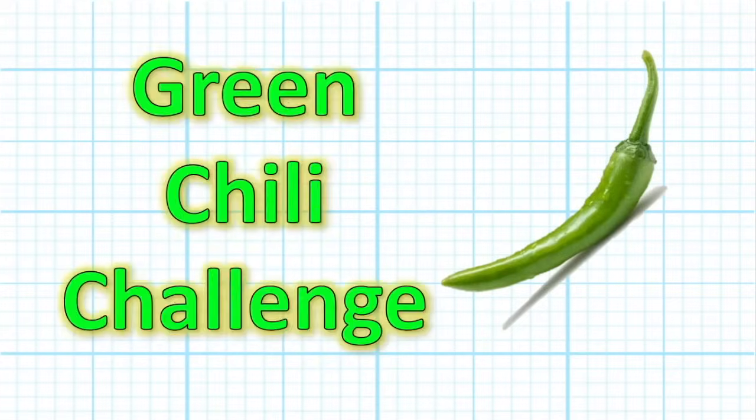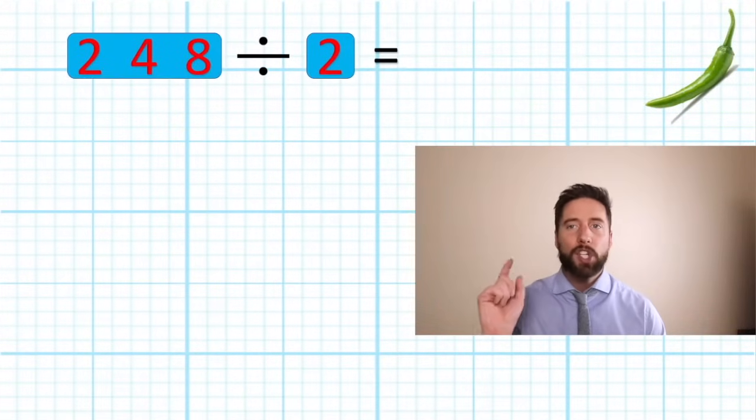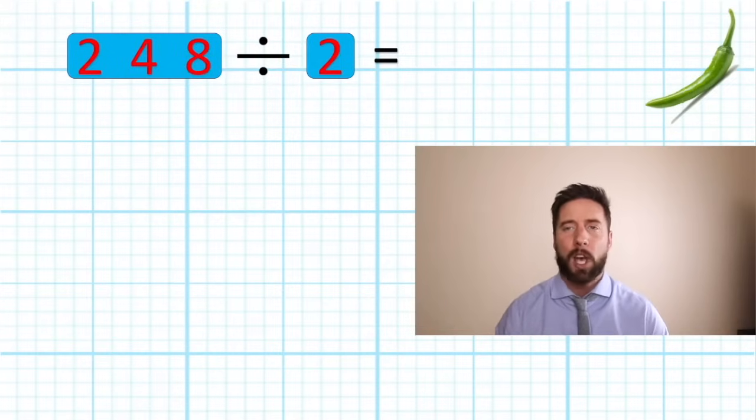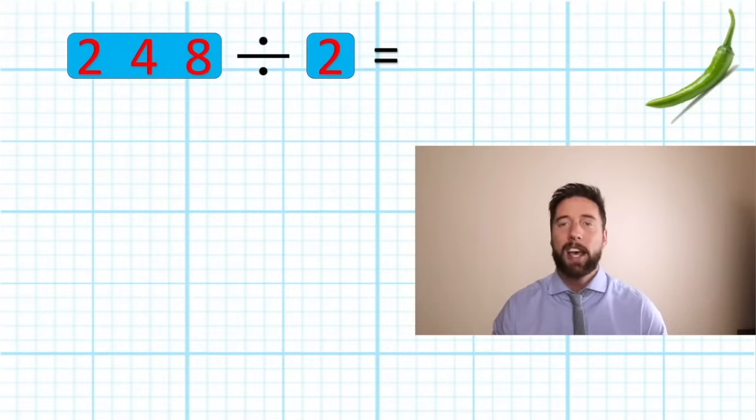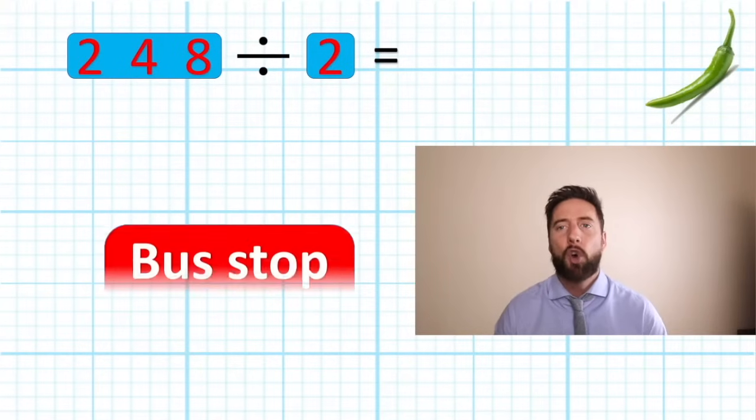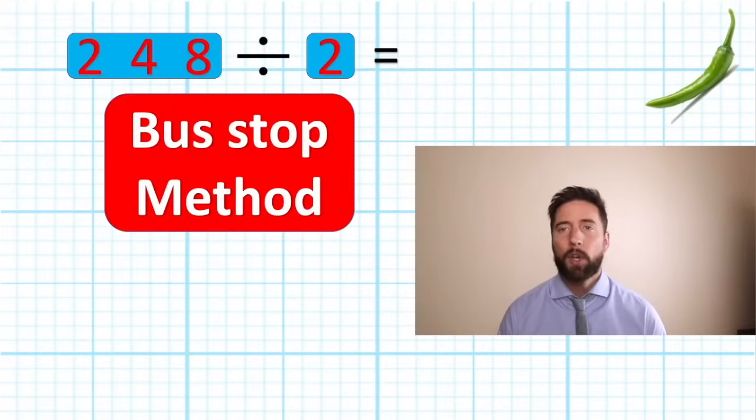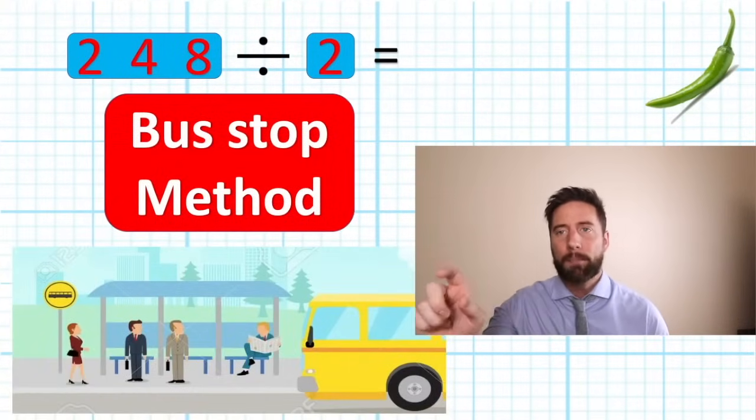But what happens if we get a bigger question? Let's have a look at a green chili challenge. Let's have a look at 248 divided by 2. Now, I don't want to share out 248 lollipops. That's going to take me all day. And I don't want to have to go over my 2 times table all the way to 248. Again, that's going to take me a long time. So we need another method. This method is called the bus stop method. Now, we call it the bus stop because it looks a little bit like a bus stop.